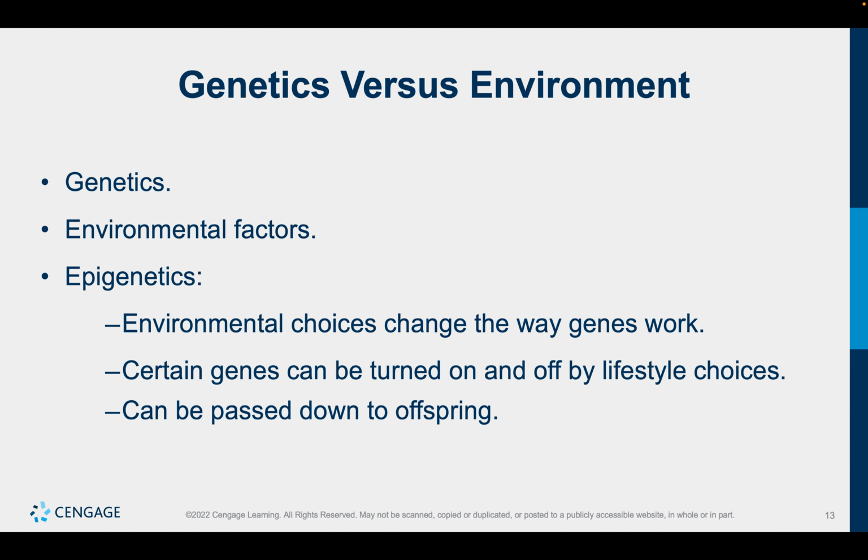Then there's the notion of epigenetics, how those environmental choices change the way genes work, and certain genes can be turned on and off by our lifestyle choices. And our genes are passed down to our children, and those children carry the genetic makeup of their family history. So this cancer risk has multiple factors, not just one single factor, from genetic components to environmental factors to epigenetics.